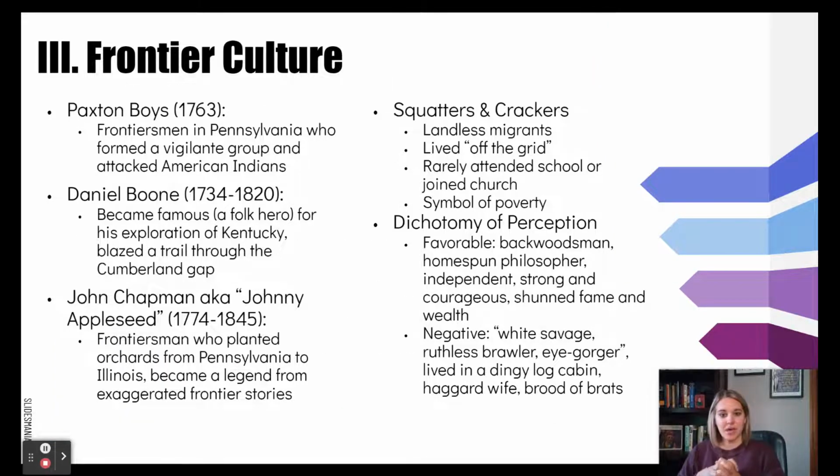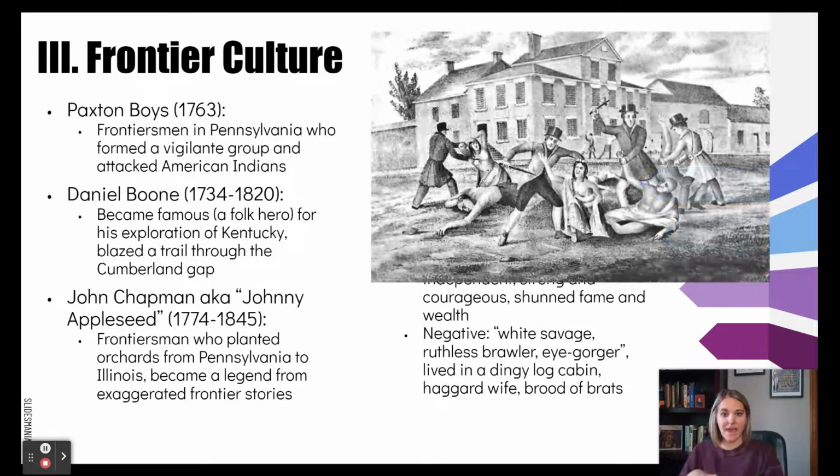Okay, additionally, we have some more examples of frontier culture. First we have the Paxton Boys. The Paxton Boys were a group of frontiersmen in Pennsylvania who had very different attitudes about American Indians than more of the Eastern Pennsylvanians. And so they formed a vigilante group and attacked American Indians. This is a very racist white supremacist group that slaughtered innocent American Indians, really dealing with the conflicts between culture and land here.